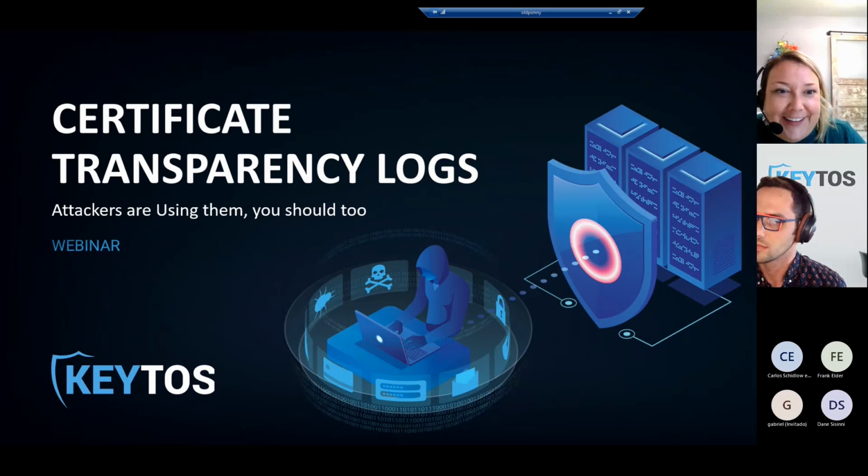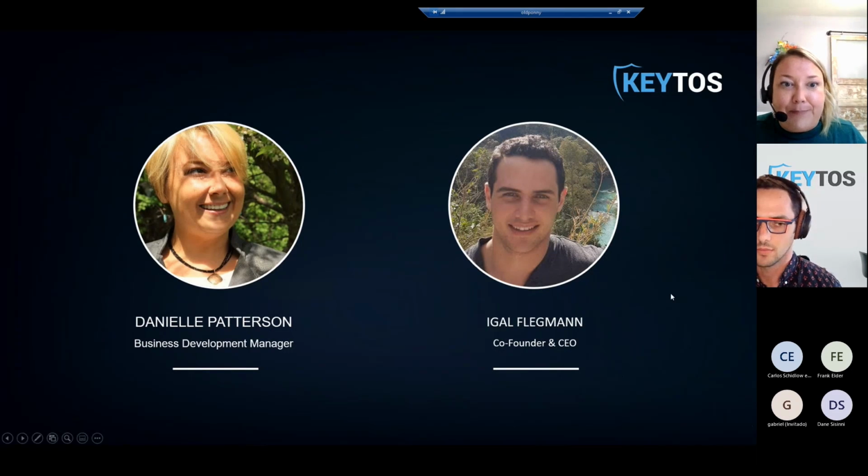My name's Danielle Patterson. I am business development here at Keytos, and I want to introduce Igal Flegman, our co-founder and CEO. Hi, so I'm Igal Flegman, co-founder of Keytos. I started my career at Microsoft working in PKI and cryptography, and now we co-founded Keytos to make PKI and identity easy for everybody, and that's what we're going to be talking today about.